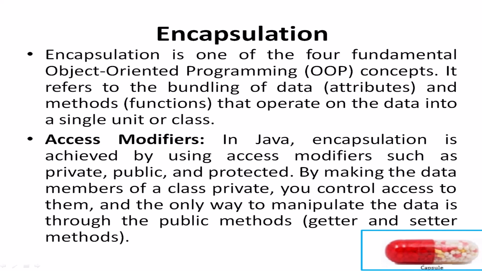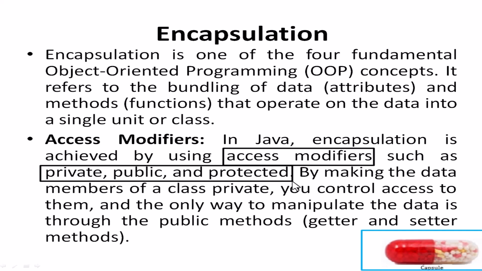Now, what is an access modifier? Encapsulation is achieved by using access modifiers such as private, public and protected, which we have already discussed. By making the data members of a class private, you control access to them, and the only way to manipulate the data is through public methods. These are called getter and setter methods. You can use these to set the particular values and to get the results.